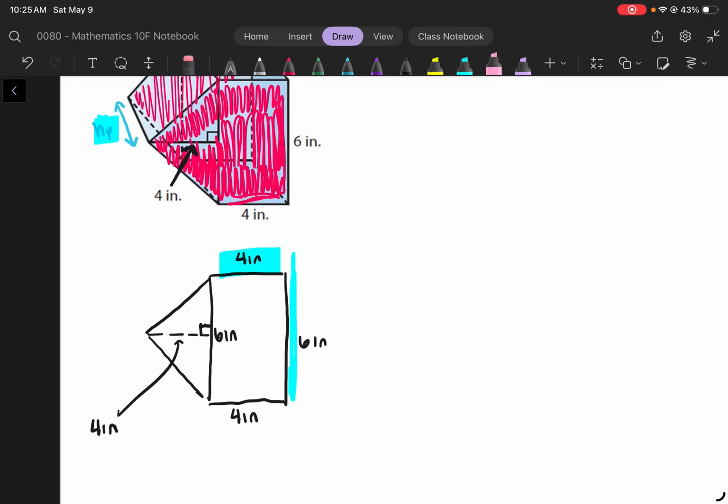Okay, so for my triangle, I do have these dimensions. I have the base and I have the height. And remember, base and height are always going to be perpendicular to each other.